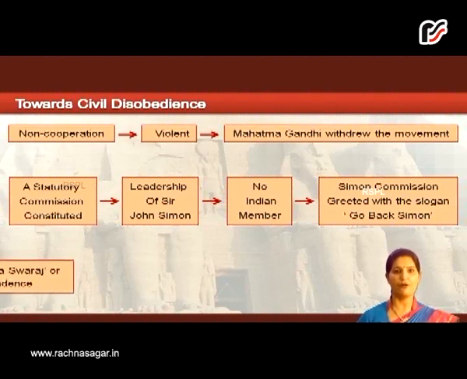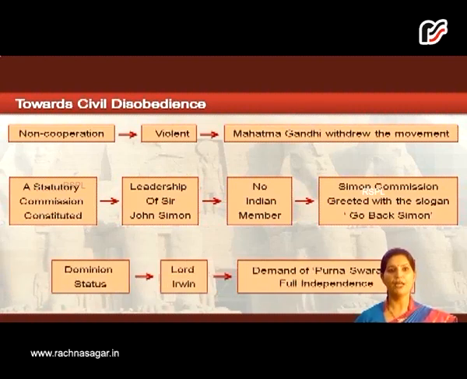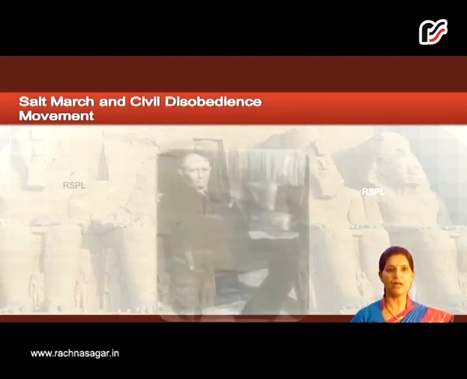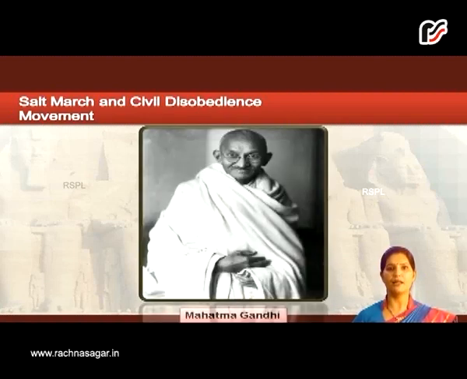Dominion status for India was announced by Lord Irwin in 1929 in order to win over the angry public against the Simon Commission. At the same time, Purna Swaraj or full independence was demanded under the leadership of Jawaharlal Nehru for India. Our next topic is the Salt March and civil disobedience movement. On 31st January 1930, 11 demands were sent to Viceroy Irwin by Gandhiji.